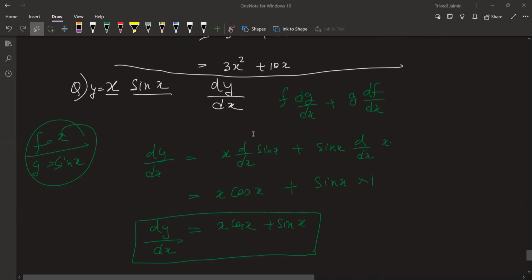Done? Everyone? So how did we get sin x into 1? Okay, so differentiation of x here is 1, right? Now what is n here? 1. So x to power 1 minus 1 into 1, which is x to power 0. So anything to the power 0 is 1. Got it? Anything to power 0.